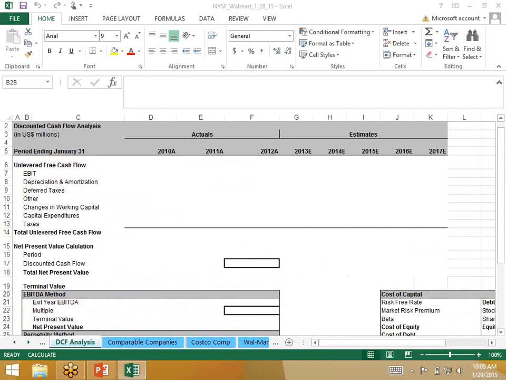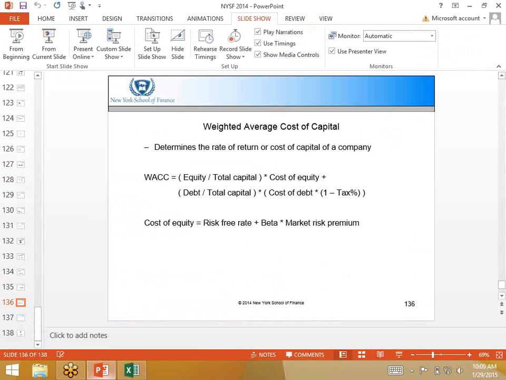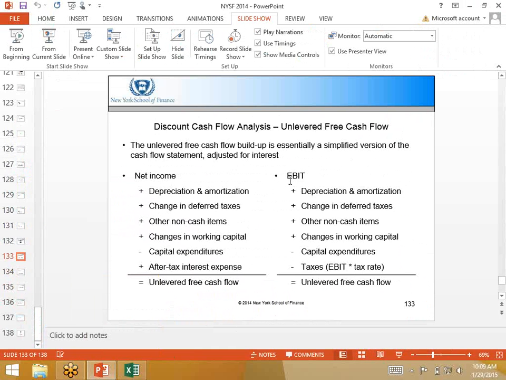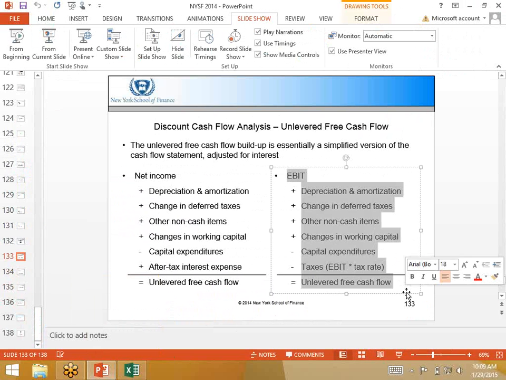Okay, let's start taking a look at what we've modeled for Walmart and start to calculate the unlevered free cash flow. You're going to follow this template, as you always would, starting with EBIT. We're going to pull in the EBIT, and we're replicating this formula on the right.